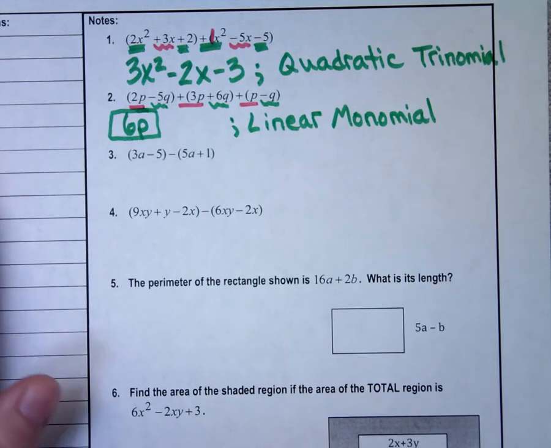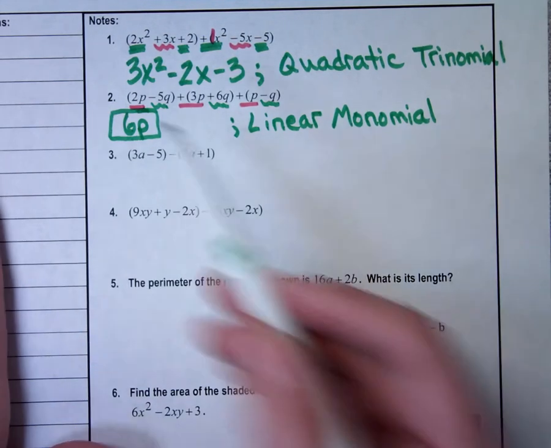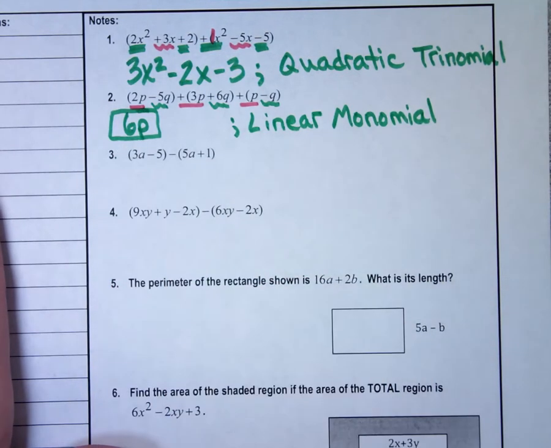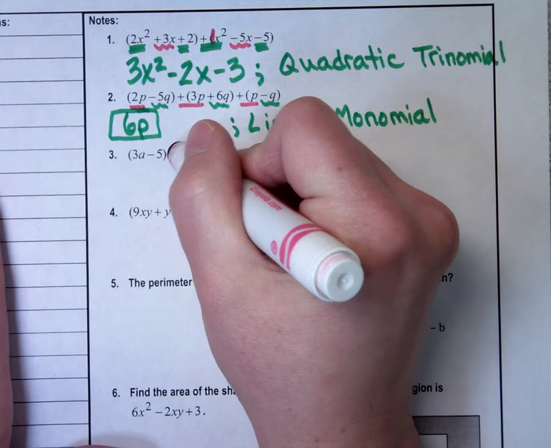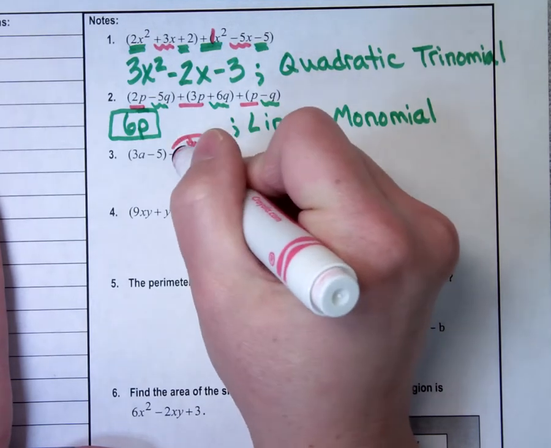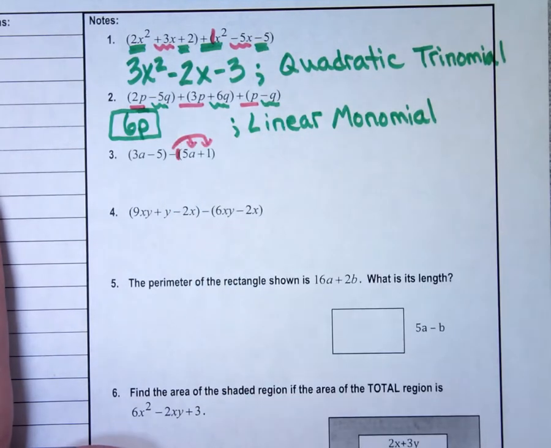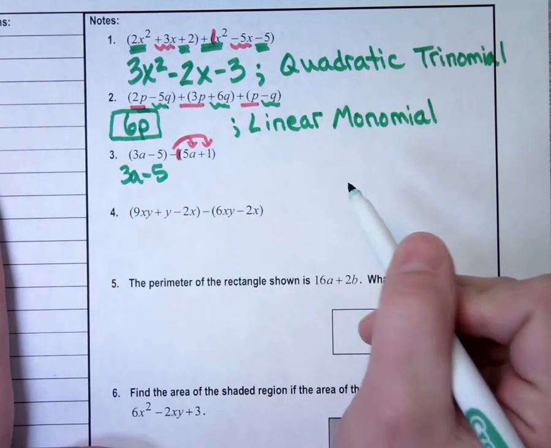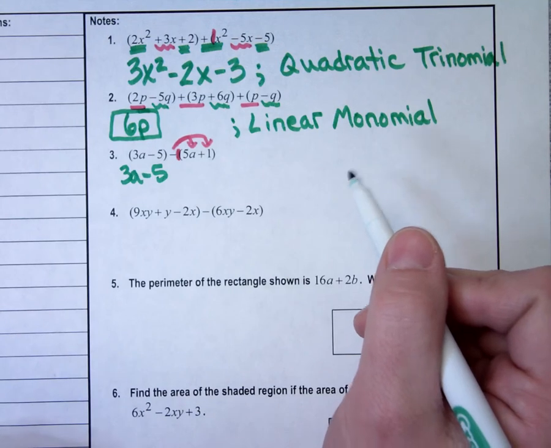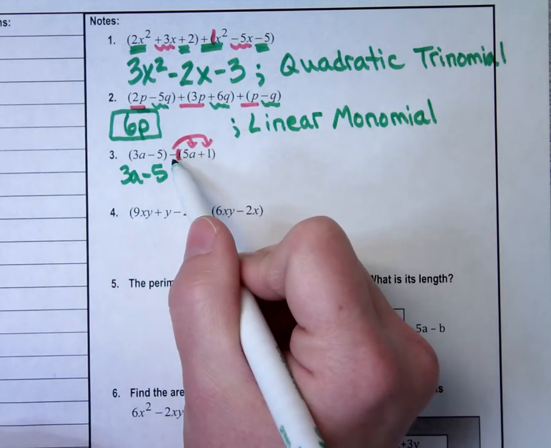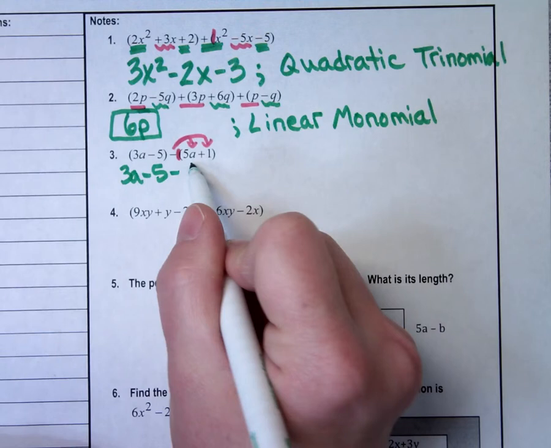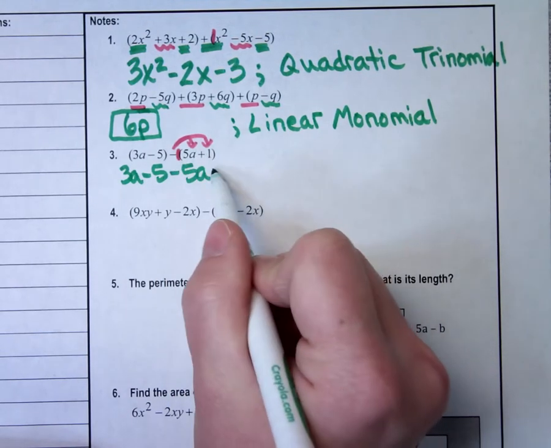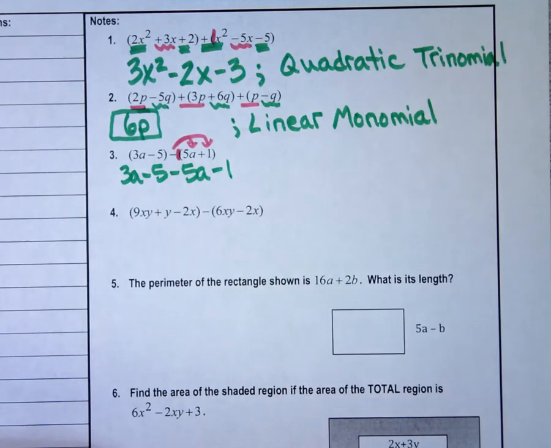Okay, this next one, I see parentheses, so let's see if there's anything to distribute. Anything to distribute here? Nope. Anything to distribute here? Yes. Distributing a negative 1 does change things. So I'm going to recopy the 3a minus 5. I'm going to go ahead and drop the parentheses because they're not necessary at all. And let's distribute the negative 1. What's negative 1 times 5a? A negative 5a. What's negative 1 times positive 1? A negative 1. And now I'm going to combine like terms.